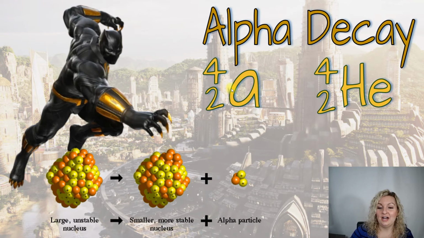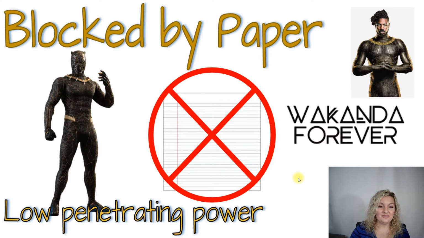But let's see about penetrating power. So we said alpha is the least of the penetrating power. In fact, it's so easy to stop. It can even be stopped with just a thin sheet of regular paper, okay?